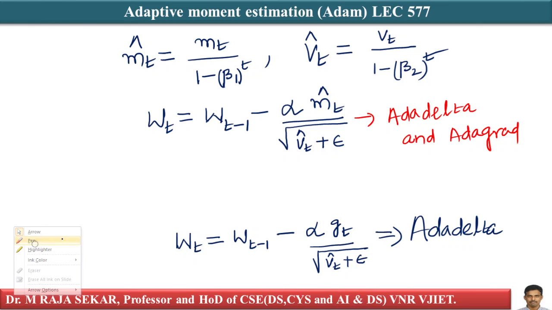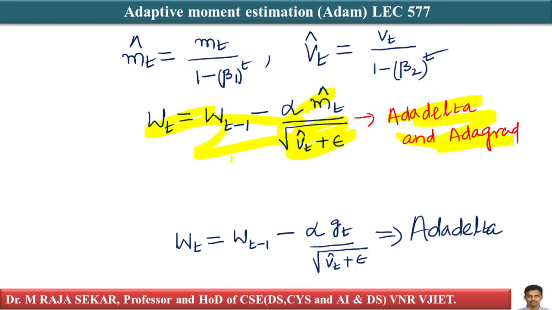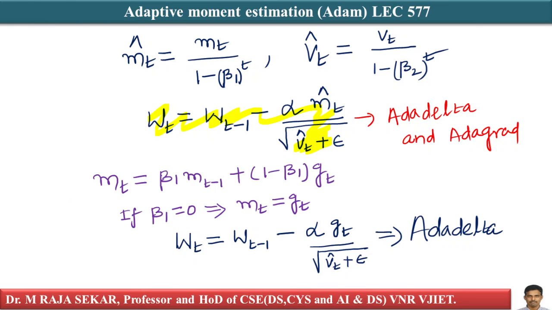This is similar to, this is very much like ADA delta and ADA grad, except that, what is this? Let me consider beta 1. What is my equation? mt equals, this one is my equation.